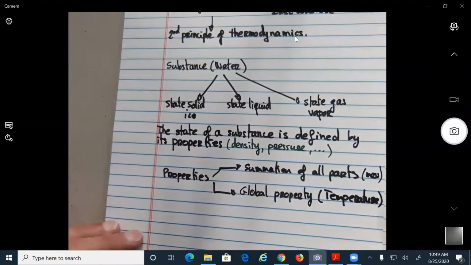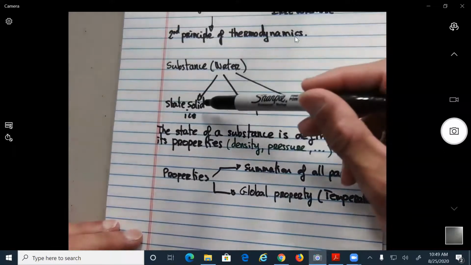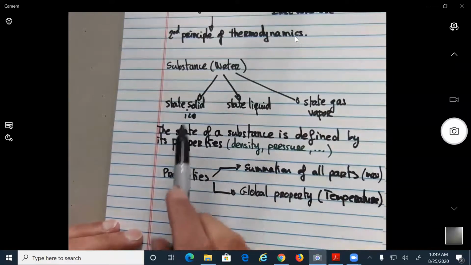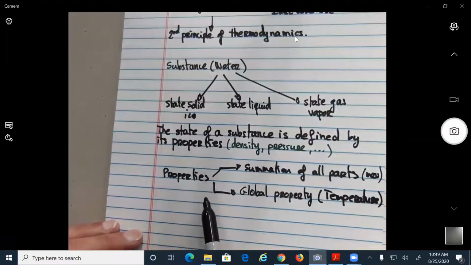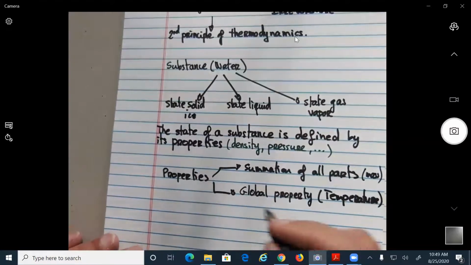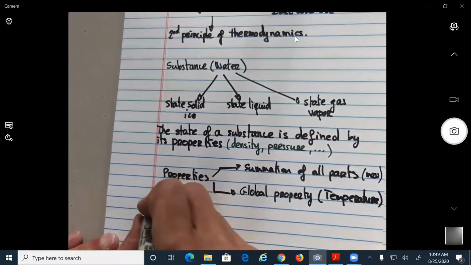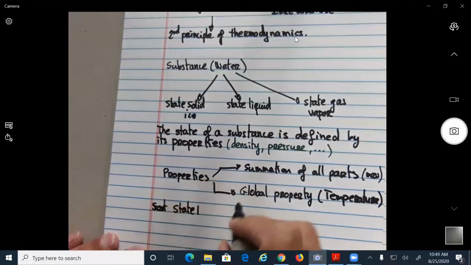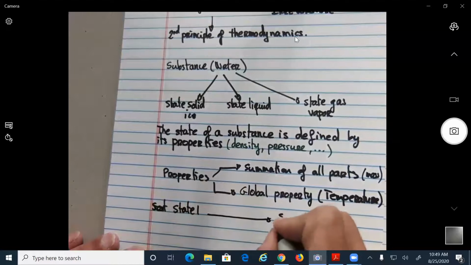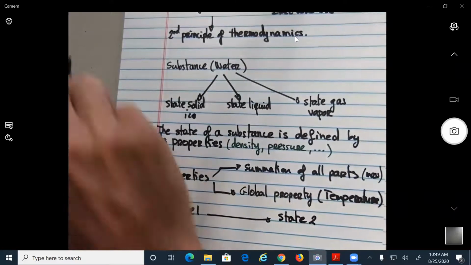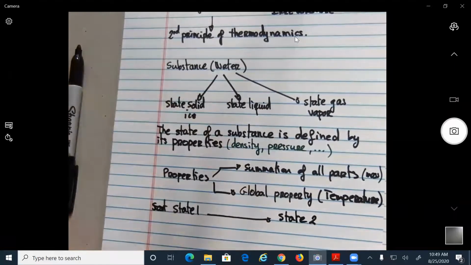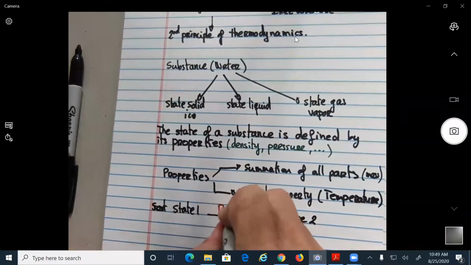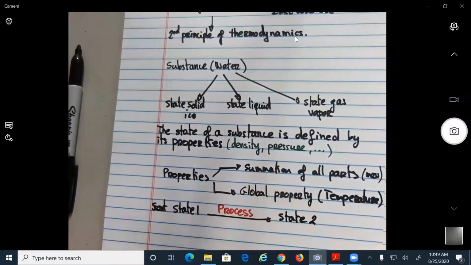All right, so here what's important is that you know that this substance is defined in different states, and that each state is defined by its properties. Okay? Now, the fact of going from one state to the other, so let's say you go from state 1 to state 2, is called a process, okay? And here you have different types of processes.